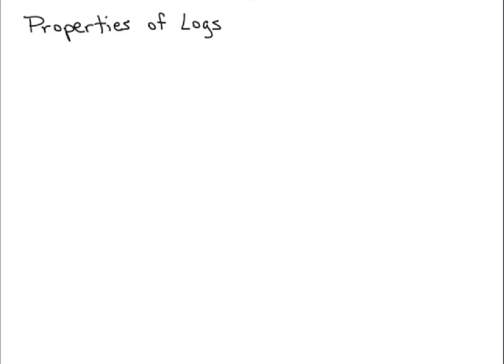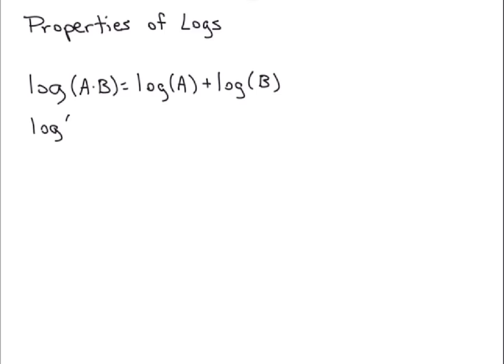Properties of logs. There are three important properties of logarithmic functions that we can use to simplify problems and make them work better for us. And these three properties are, and it doesn't matter what base we're in, so I'm just going to write out log. So log of A times B is log A plus log B. The second one is log of A divided by B is log A minus log B.